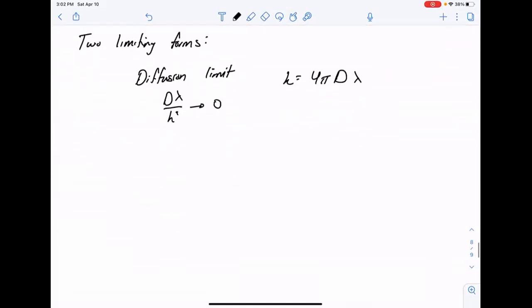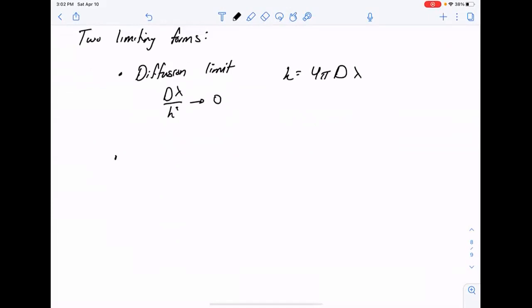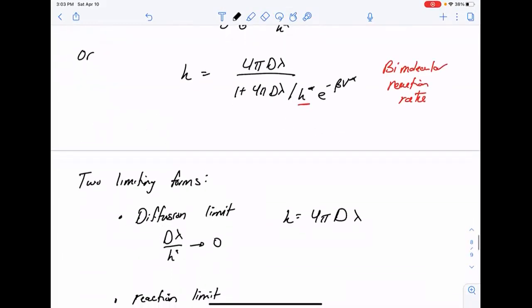The alternative limit is, of course, the reaction limit. That's when d times lambda over k star is much, much greater than 1, likely owing to the fact that the intrinsic reaction rate k star is very small. In that limit, we have in the denominator something that is getting very, very big.